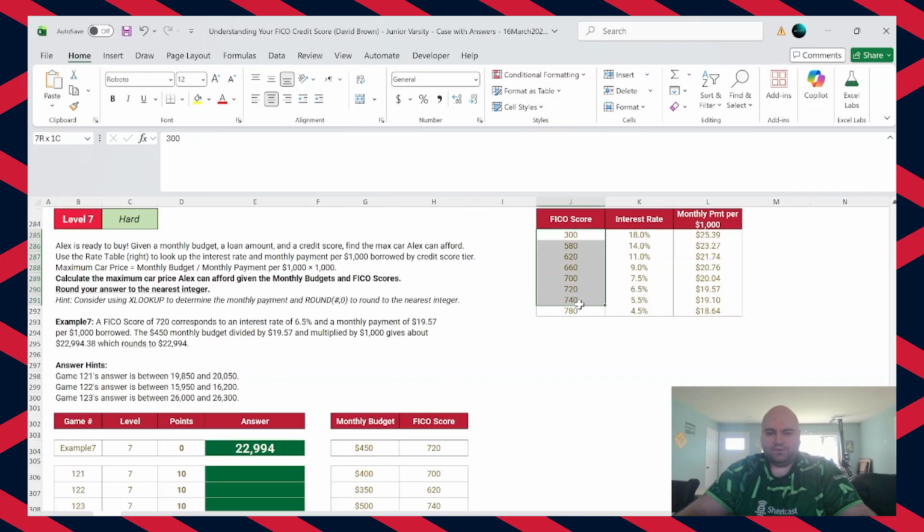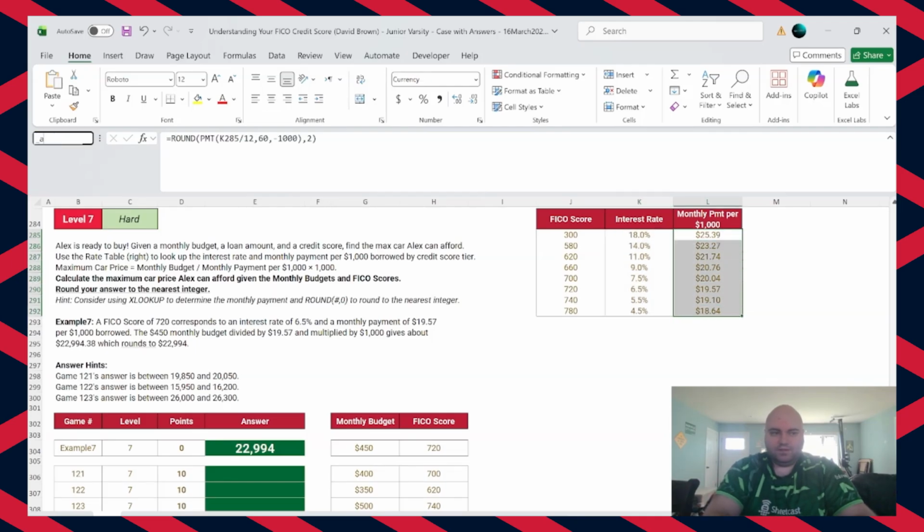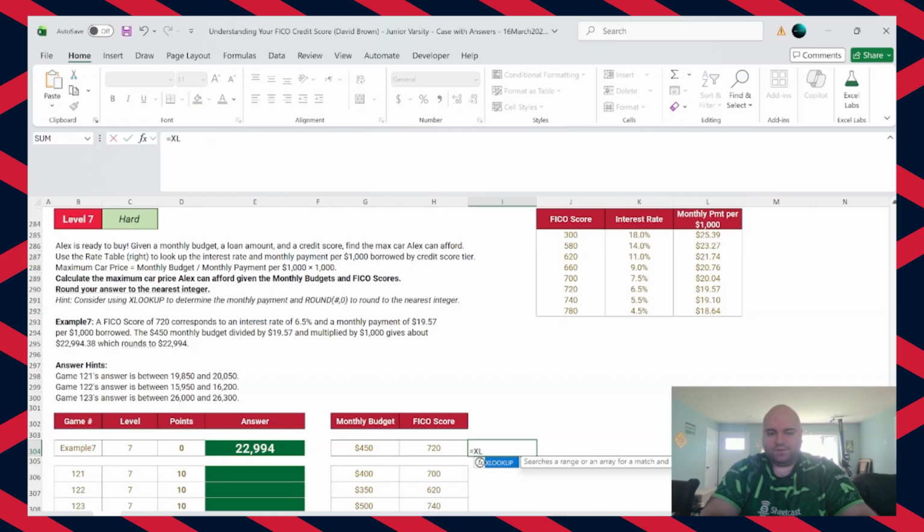Again, we need to look up here. So let's assign this a named range, ARY underscore FICO score. And we actually don't care about the interest rates. That's just some additional information. What we really care about is the monthly payment. ARY payment. And let's see if we can replicate what's going on. So first we want to XLOOKUP this value on here and return here.